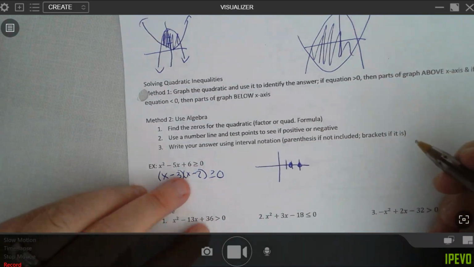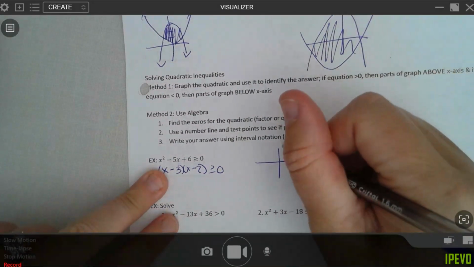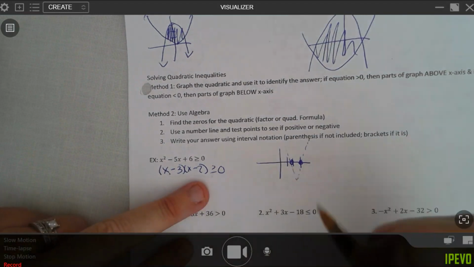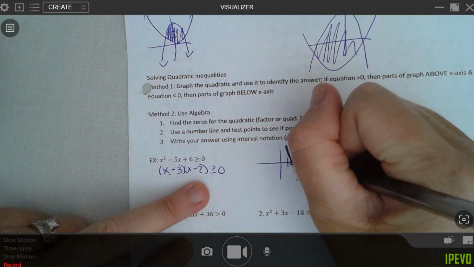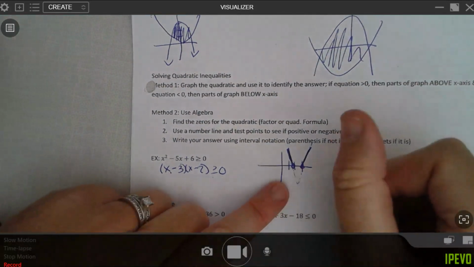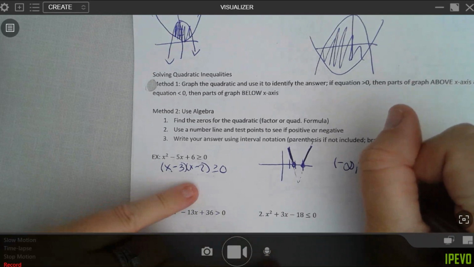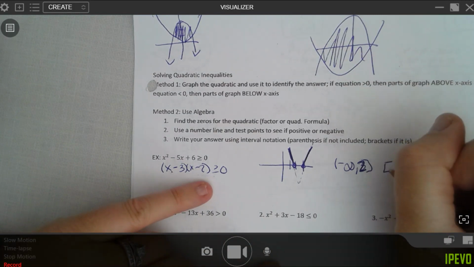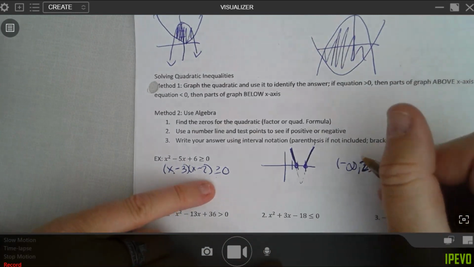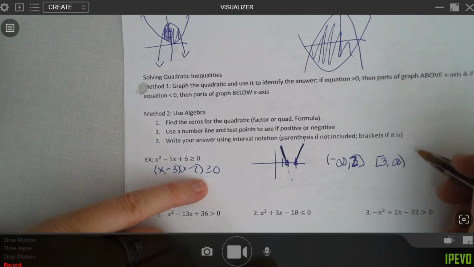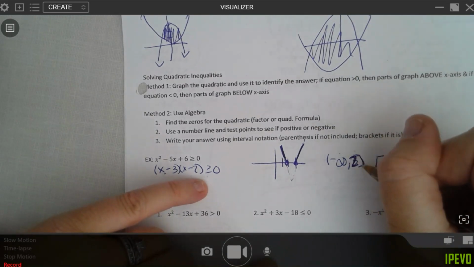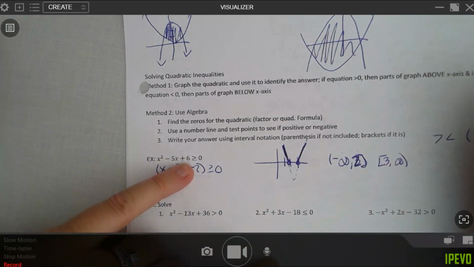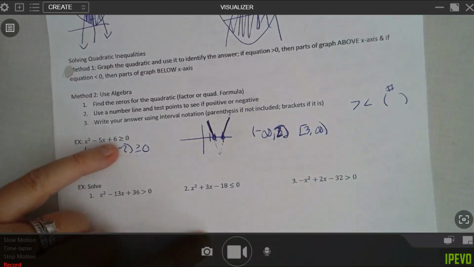And the next thing I know is that this is a positive x squared. So that would mean that my graph is like this, pointing up. So this says, where's your graph bigger than or equal to 0? So it's bigger here, and it's bigger here. So the way we write our answers for this would be negative infinity to 2, and then we'd say from 3 to infinity. So negative infinity, number, infinity. And then I use brackets because equal to is included here. If it had said greater than or less than, we would use parentheses around your number. Always use parentheses around infinity.